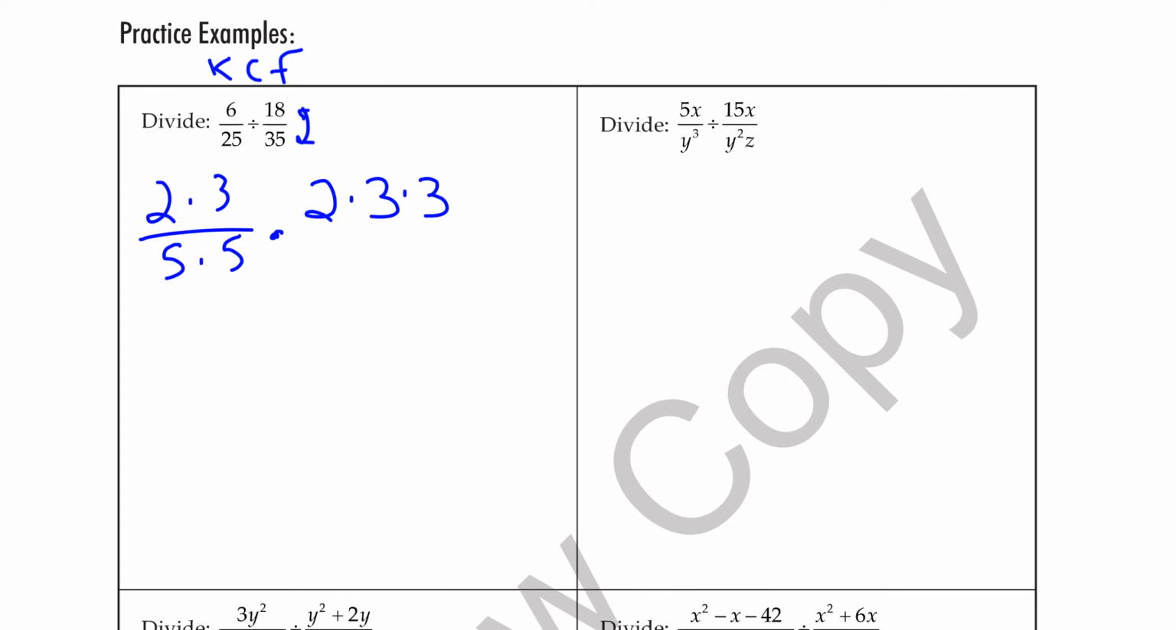And I forgot to flip it. So let's see. I can't erase.